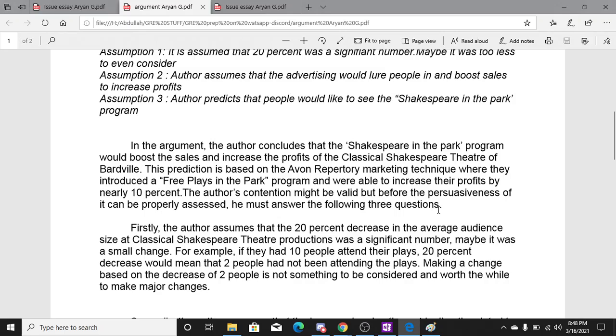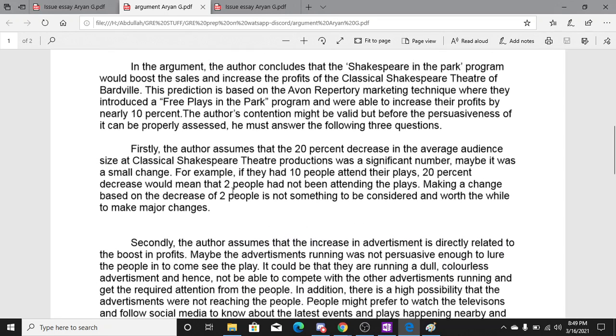The author condition might be valid, but before the persuasiveness of it can be properly assessed. I don't know, something's weird in the structure. Anyway, he must answer the following 3 questions. Okay, so probably in his 3-body paragraph, he's gonna raise questions and probably explain how those questions need to be answered more, in a critical sense to make his argument more sound.